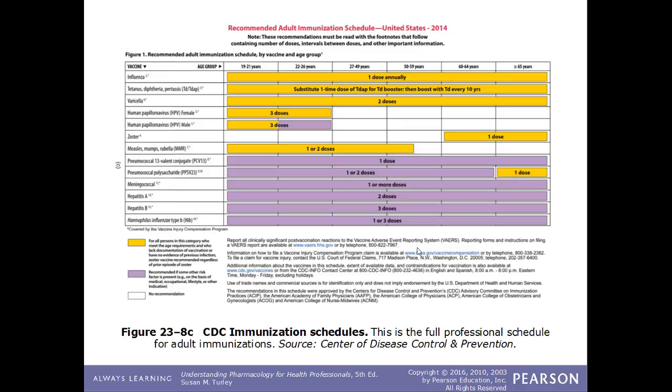Okay, now this chart is an immunization schedule for an adult. So we see the time frame here on top, starting at age 19, going up to 65 years of age, the various vaccines here on the left, and when it is appropriate to give each vaccine and in how many doses.